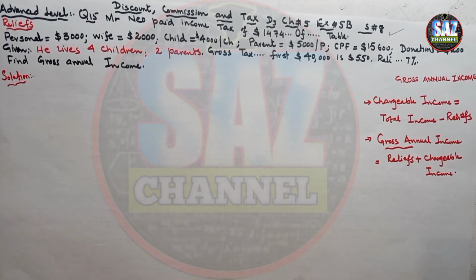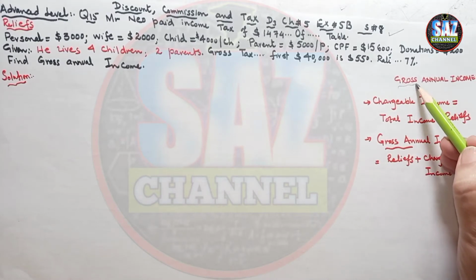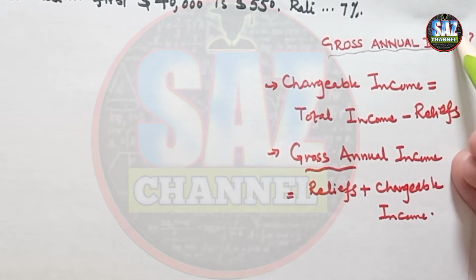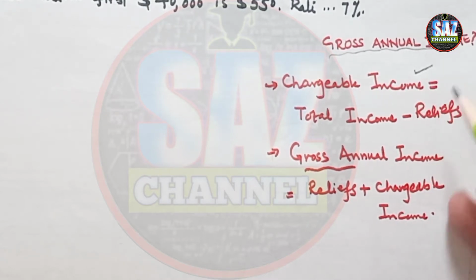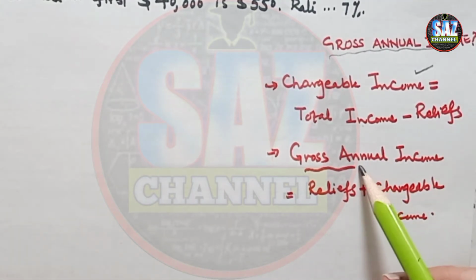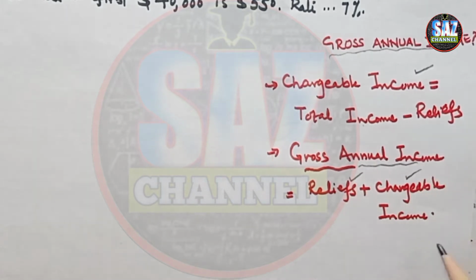Okay, let me clear some points in the beginning. Before going to this lesson, we should have the idea of what gross annual income is and what the formula for the chargeable income is, that is total income minus reliefs, and gross annual income is equal to reliefs plus chargeable income.